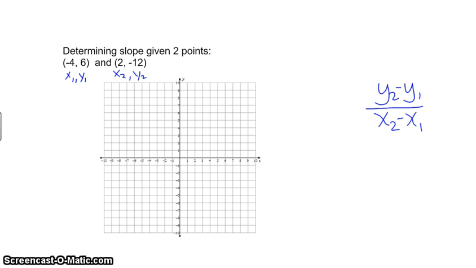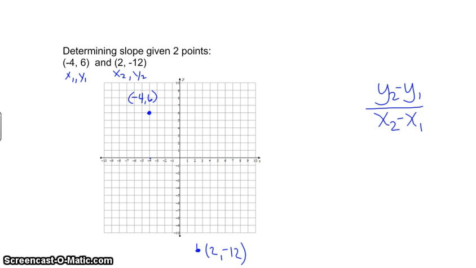So if I plot negative 4, 6, I always go x first. So negative 4 is to the left 4 units, and then I'm going to go up 6 units. So there's my negative 4, 6. 2, negative 12 means I'm going to go to the right 2, and then I'm going to go down 12 units. Well, I did not make my graph big enough for this point, so I'm just going to put it right there. And then I can go back and erase how I got to that point.